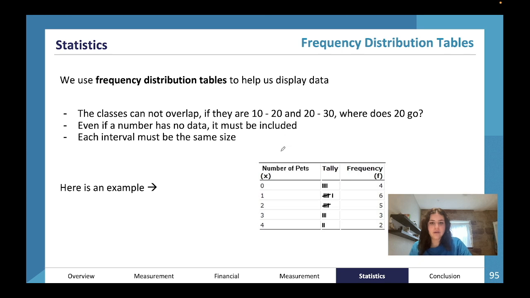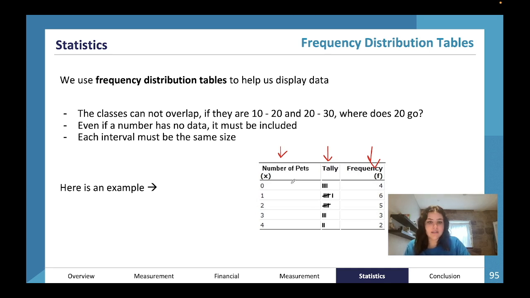We have the number of pets that people own, a tally of when we would take that survey, and the frequency. This is how often somebody owns 0 pets, how often somebody owns 1 pet, and on and on. Okay, couple points.